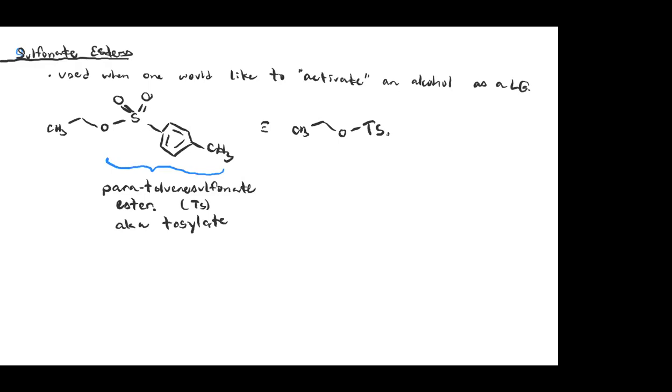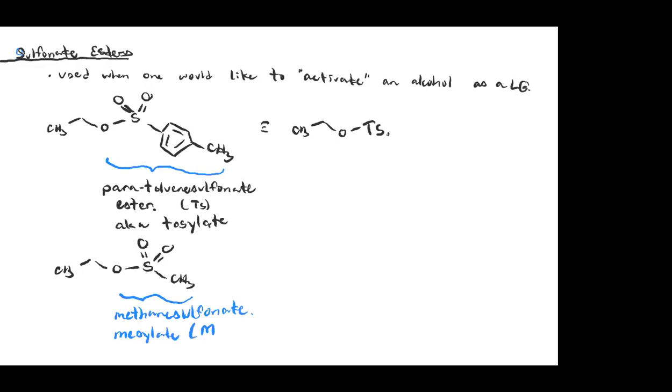And the other one that's useful to think about is the methane sulfonate. So this group right here is methane sulfonate. Again, we've got abbreviations for these. We call these a mesylate or MS, okay?